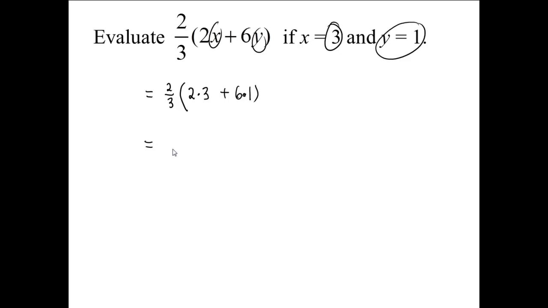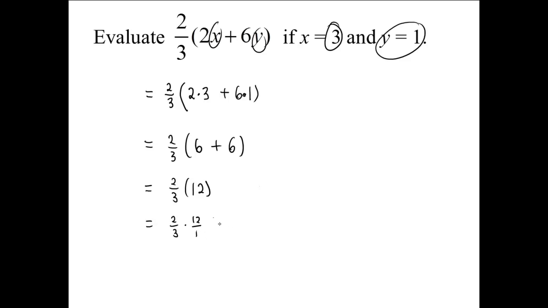Inside the parentheses where we start, we do the multiplications. 2 times 3 is 6. 6 times 1 is 6. So we have 2/3 times the quantity 6 plus 6. Continuing inside the parentheses, we have 12. So we have 2/3 times 12. We can write 2/3 times 12 divided by 1.